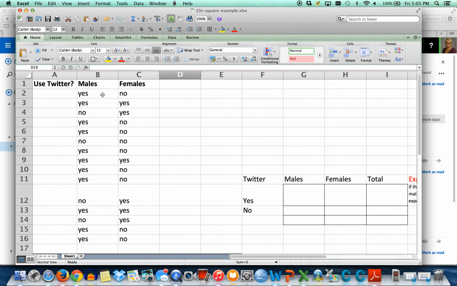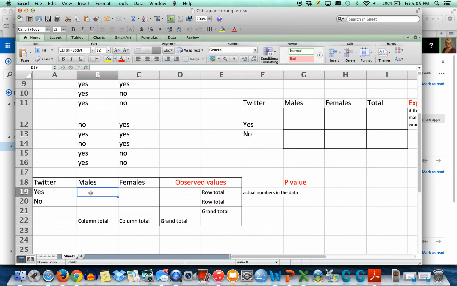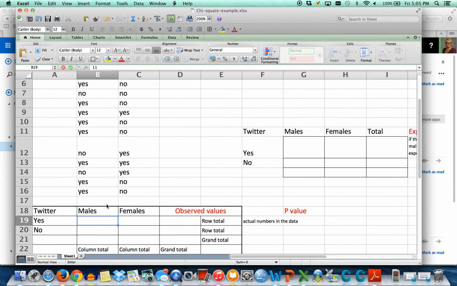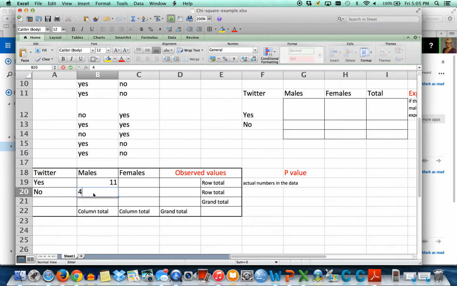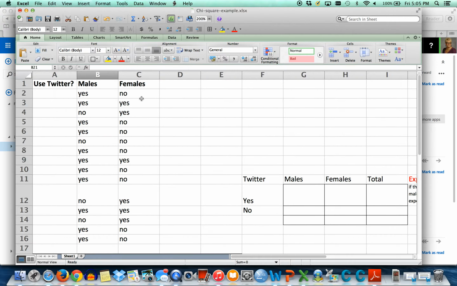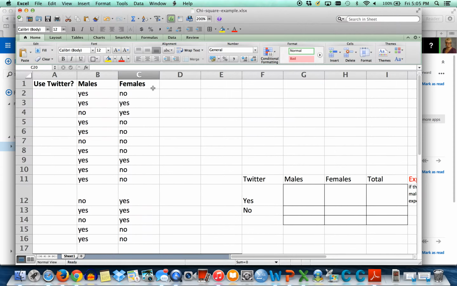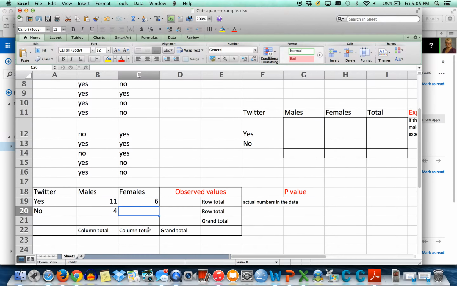We can just count it by hand. So we've got 1, 2, 3, 4, 5, 6, 7, 8, 9, 10, 11 yeses. So Twitter, yes. Males, we had 11. And then 1, 2, 3, 4. There's 15, so that sounds right. We do the same for the females. 1, 2, 3, 4, 5, 6. And then the nos, 1, 2, 3, 4, 5, 6, 7, 8, 9.